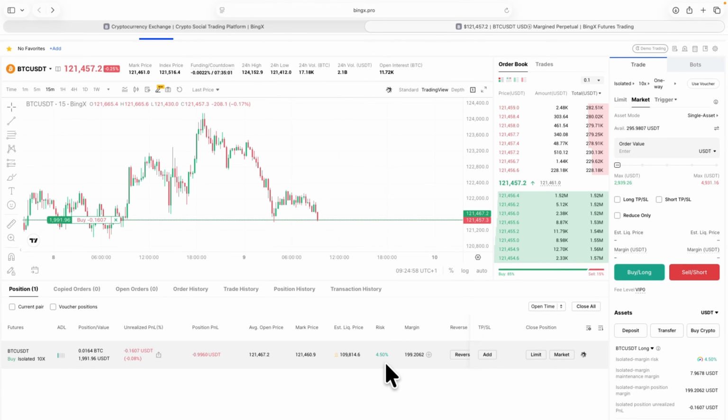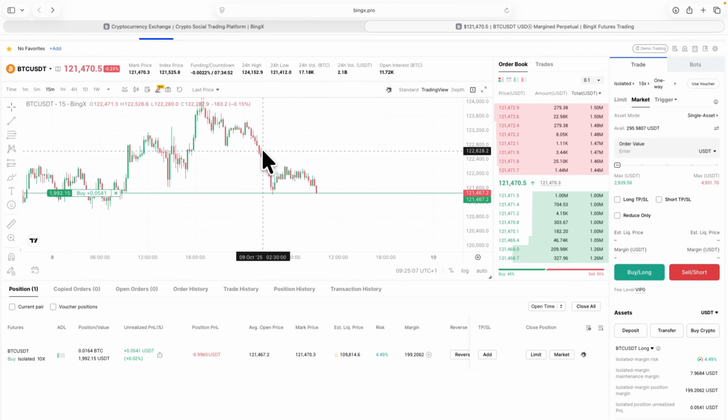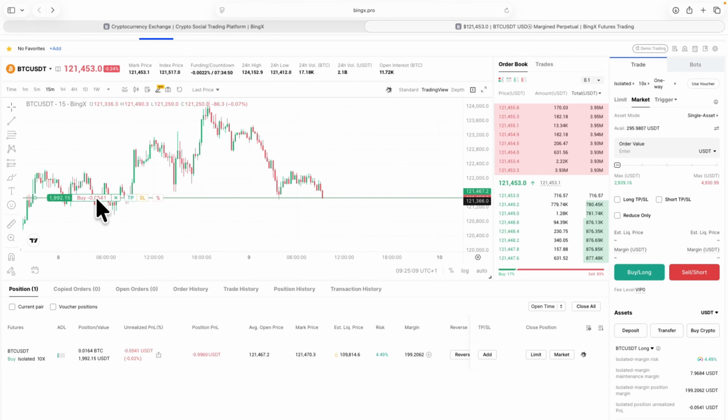Now, before I go ahead and show you that, why should you even be setting multiple take profit levels? A lot of people don't know this. Let me show you why. Let's say, for example, this is the chart of the trade. This is the point where we enter the trade.